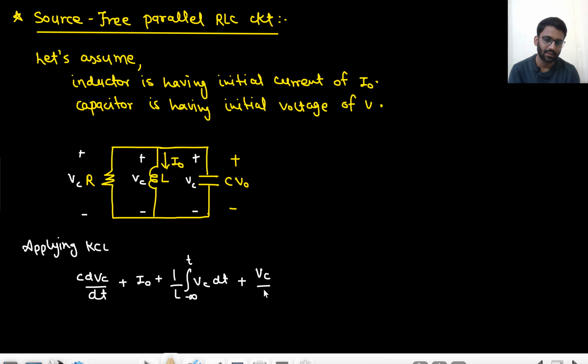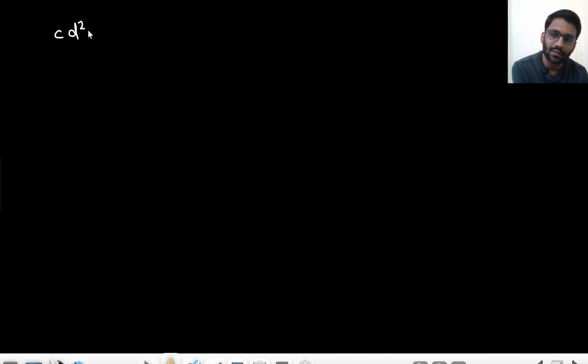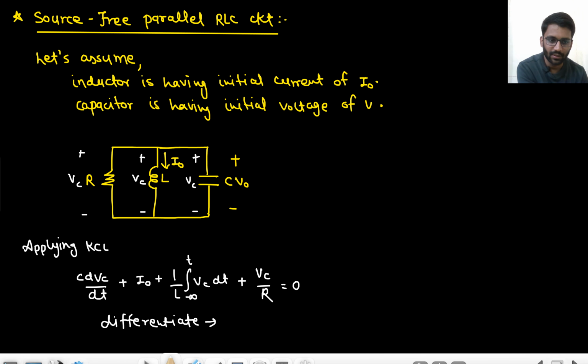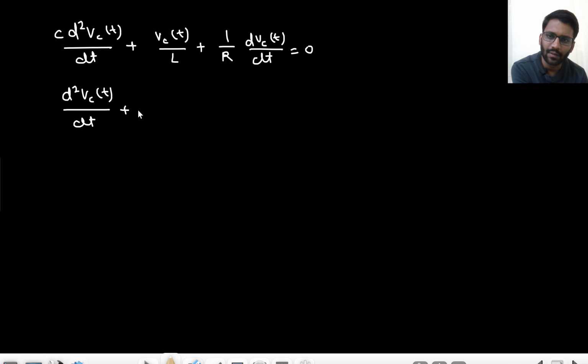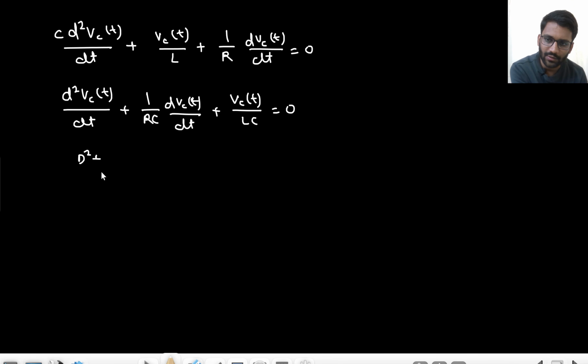And what is the current in this branch? That is Vc by R. So this is the equation. Now I have to differentiate both sides. What I will get: C d squared Vc by dt squared, plus I naught differentiates to 0, and Vc by L, plus 1 by R dVc by dt. So d squared Vc by dt squared plus 1 by RC dVc by dt plus Vc by LC equals 0. That is, D squared plus 1 by RC D plus 1 by LC, times Vc, equals 0.